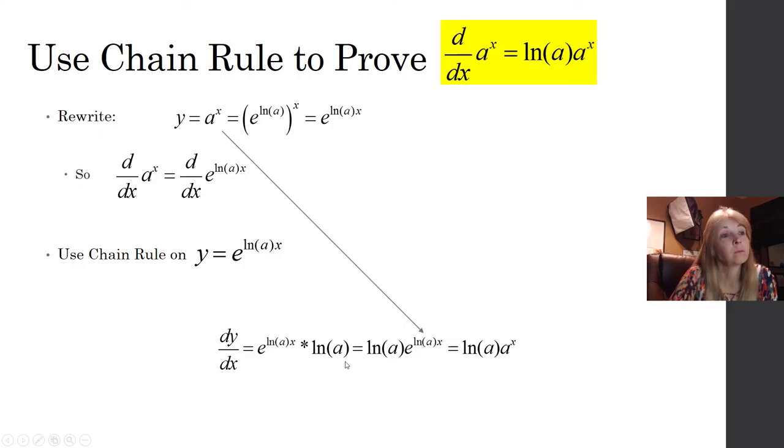Why? Ln of a is just a number. There's no variable here. So that's like saying 3x. The derivative of 3x is 3. So the derivative of ln of a times x is simply ln of a. And then I just bring that out front and I say, oh, that e to the ln of a is the same thing as a to the x. So I just substitute that piece as a to the x and I get my answer.